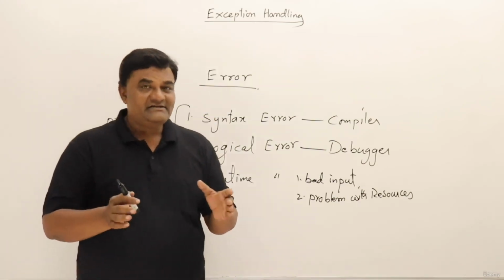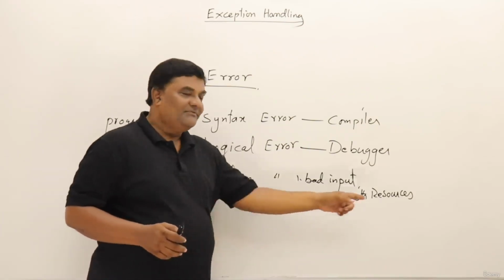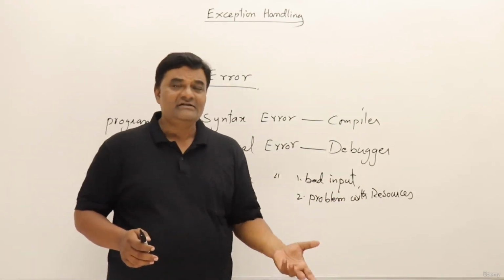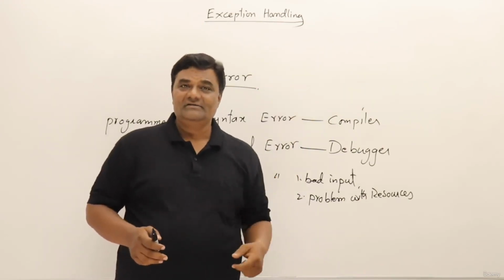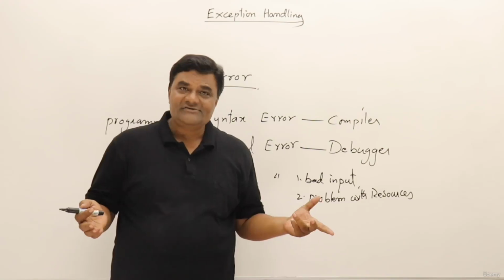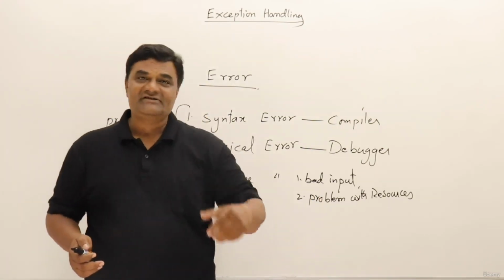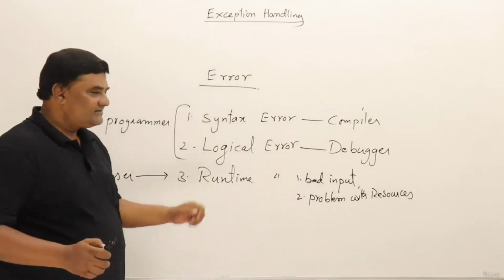So the reason for mishandling of a program is bad input or a problem with the resources, that is, unavailability of a resource or a bad resource, right? The file is there, the program is supposed to write, but it is write protected. So this is a bad resource. These are the reasons for which a user may face problems. So the user is responsible for runtime errors.